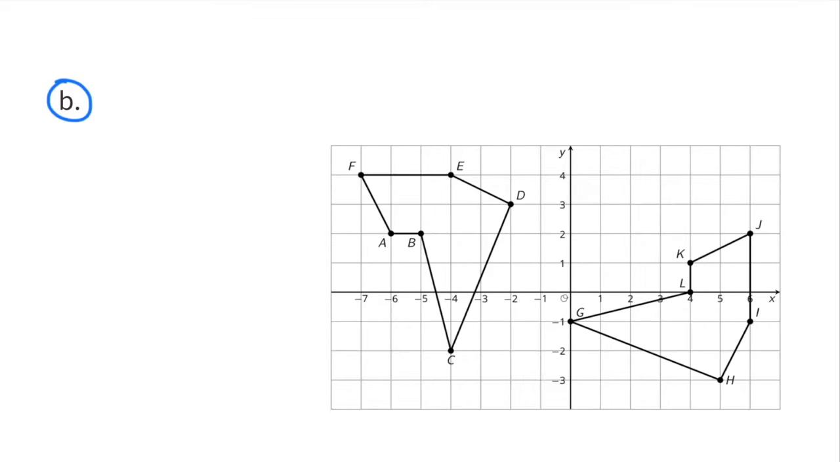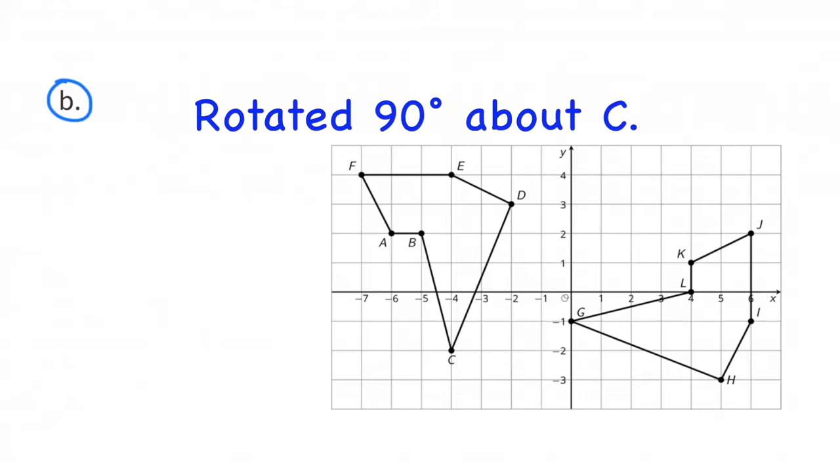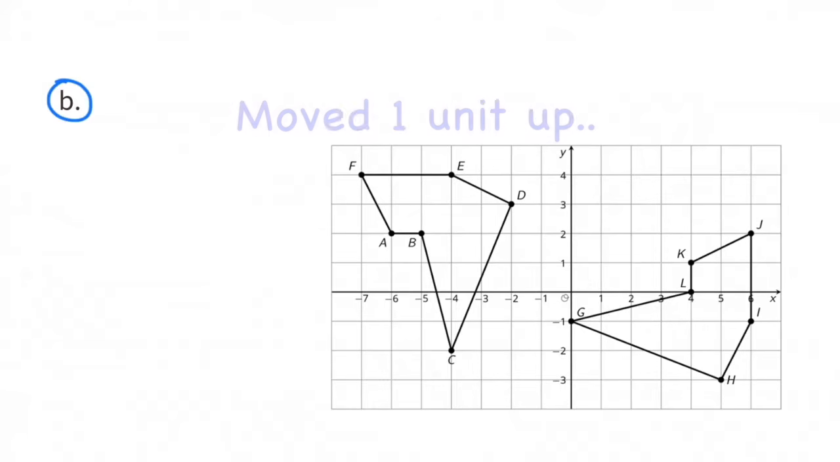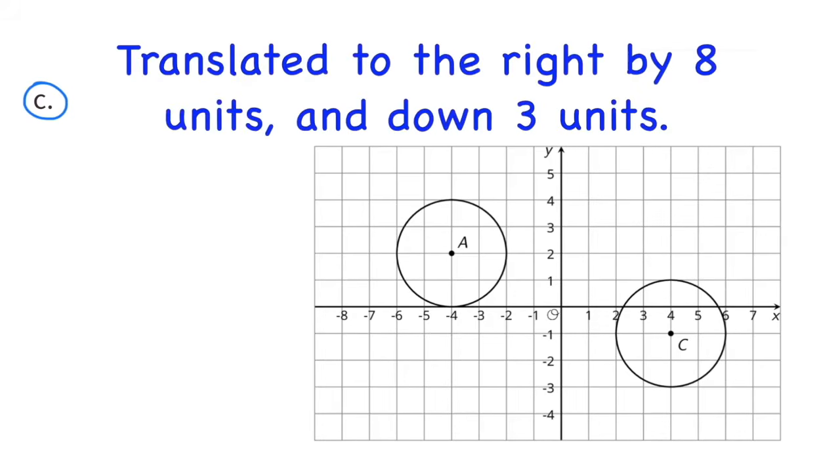B. These shapes are congruent. The original shape rotated 90 degrees about C, it moved 4 units to the right, and it moved up 1 unit. C. These two shapes are congruent. The first shape was translated to the right by 8 units and then moved down 3 units.